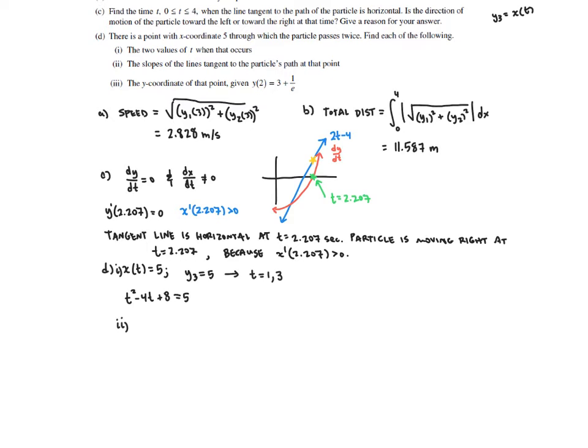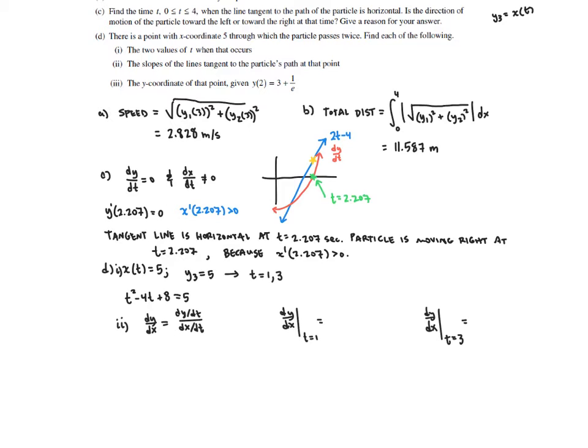Part 2. Let's find the slopes of the lines tangent to the particle's path at each of those points. Okay, so what I need to do here is find dy/dx. And dy/dx, as we know, is dy/dt over dx/dt. So I'm going to find dy/dx when t equals 1, and then I'm going to find dy/dx when t equals 3.